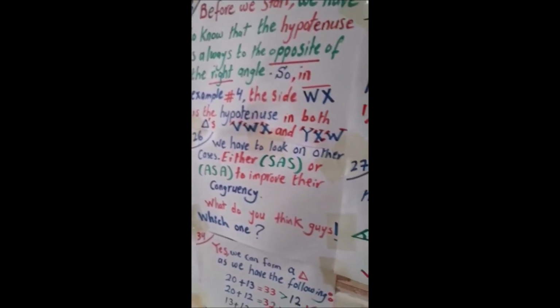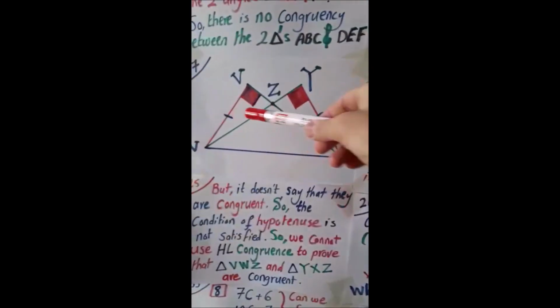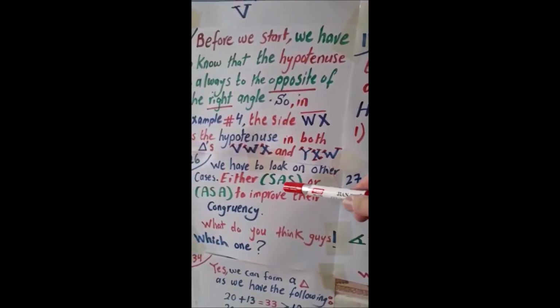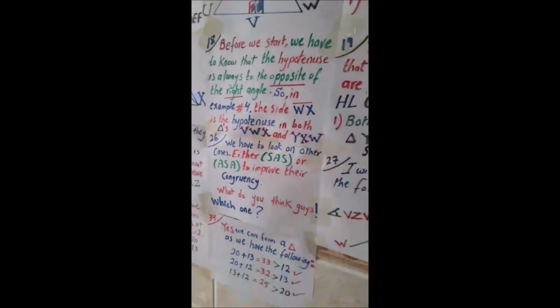What do you think, guys? Which one is the best to prove that these two triangles are congruent? Is it by using side angle side or angle side angle? What do you think, guys? Which one is the best?